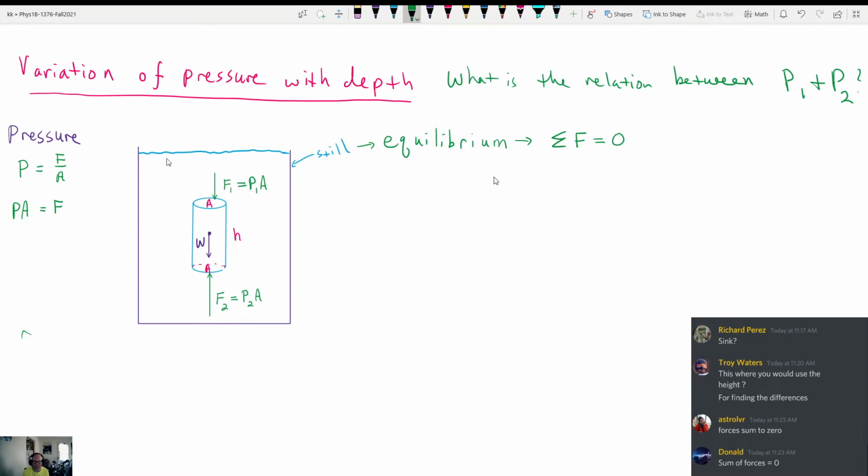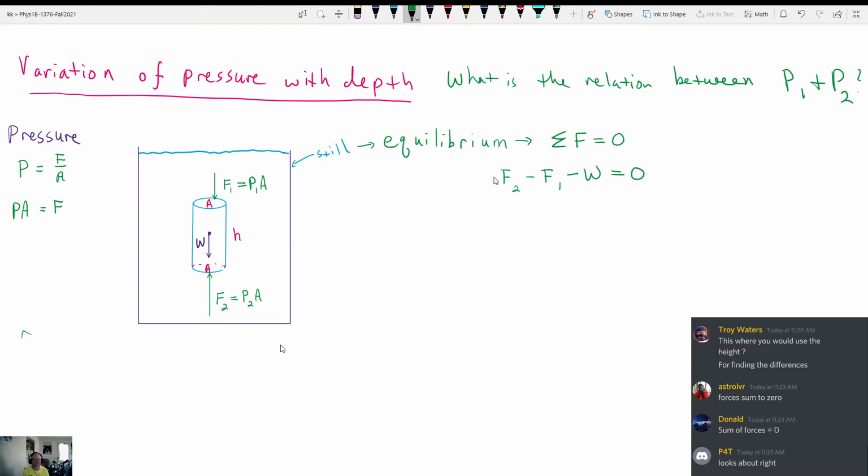Now, we're not looking at the forces on the container. We're looking at the forces just on a column of water within the container. And it really is just an imaginary column of water that we've drawn out right here. But it's useful. So, if the forces sum to 0, we have two forces pointing down and one force pointing up. So the way that I would write that is F2 minus F1 minus W is equal to 0. Would everyone agree with that? Does that seem reasonable? Looks about right? Okay.